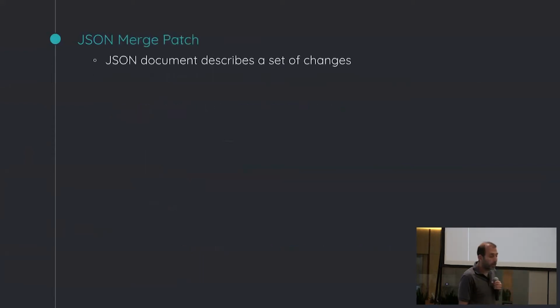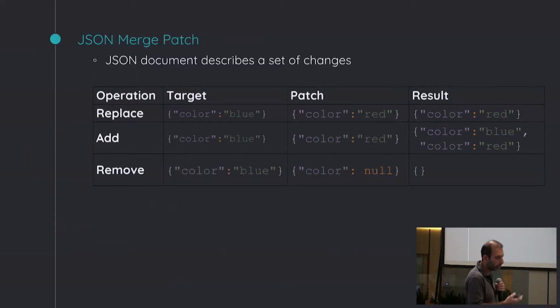Next, JSON merge patch. Merge patch is a JSON document that describes a set of changes to be made to form the target JSON document. So this table here basically shows all the operations available in JSON merge patch. It can perform replace, add, or remove to match the final JSON.